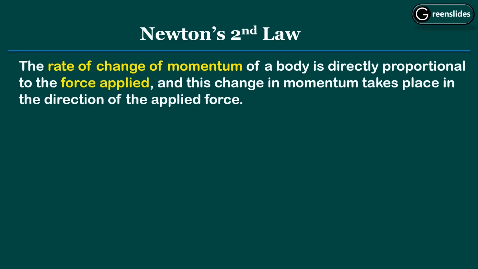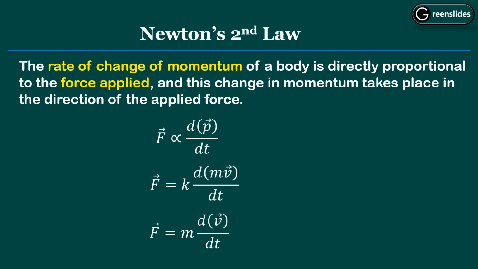Newton's second law says that the rate of change of momentum of a body is directly proportional to the force applied. Read that statement once more. The rate of change of momentum of a body is directly proportional to the force applied, and this change in momentum takes place in the direction of the applied force. Now, if we formulate this statement, it can be written as F proportional to dP by dt, right? And if we move further, the equation reduces to F is equal to mass times dV by dt.